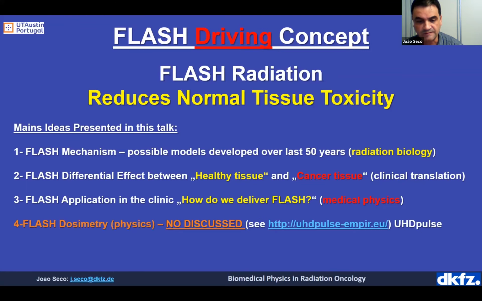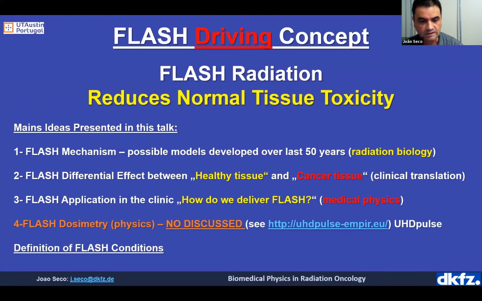I will not mention the dosimetry part. So this is primarily the physics part. And I will mention a European consortium called Ultra High Dose Pulse Empire. There's the link. If you want to read about it, then you can read about the dosimetry. I will not mention dosimetry.